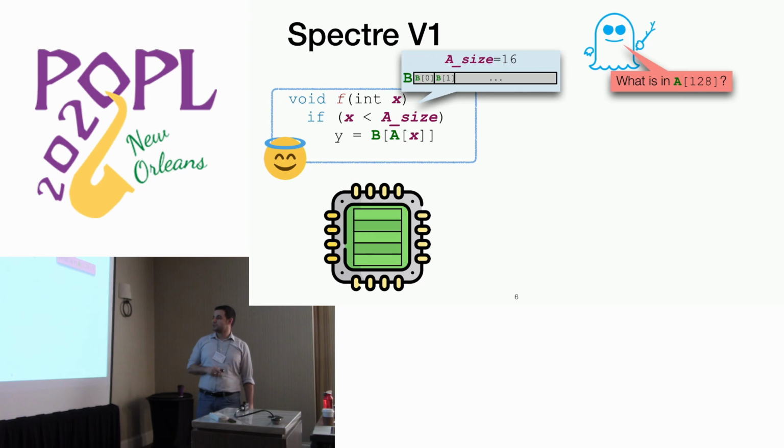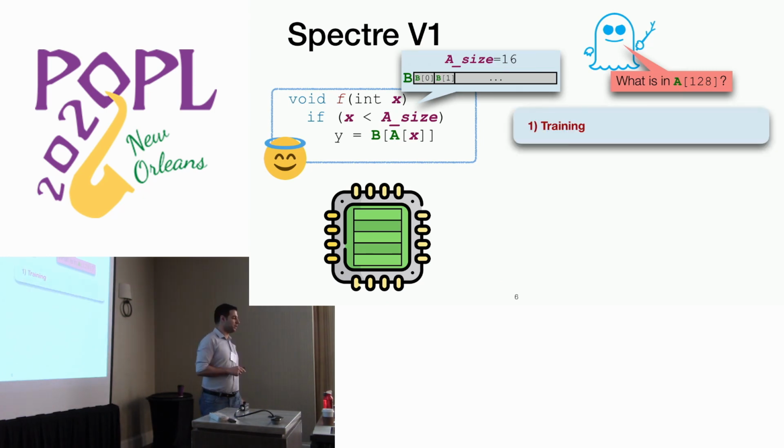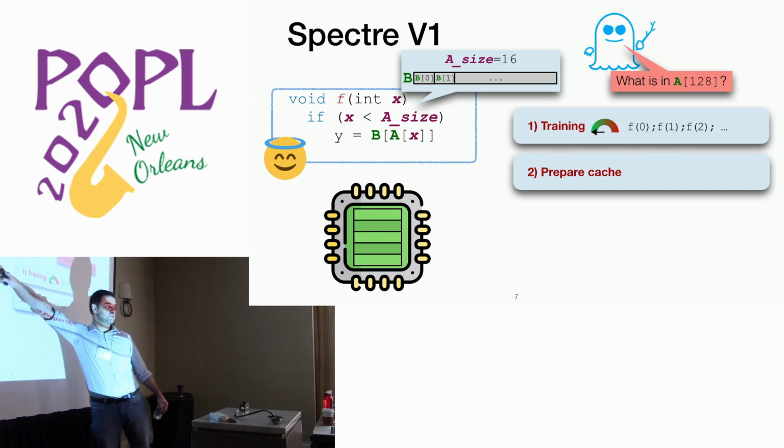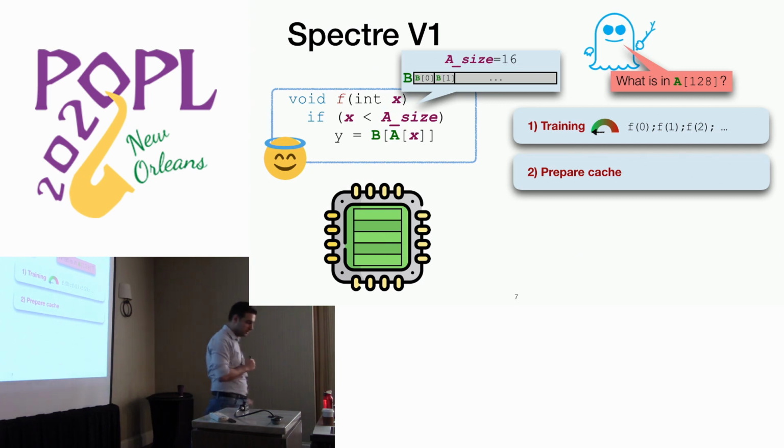So the attack works in 4 phases. We start with the training. If you remember what I said before, the prediction depends on what has happened in the past. So what the attacker can do is trick the honest process into executing F with values of X which are in bound, for instance F(0), F(1), F(2), and so on. At the end of the training, the attacker is sure that the next time the branch predictor is called, this condition is going to be predicted as satisfied. Okay? Second step is some preparation.